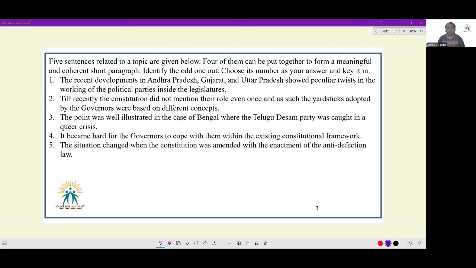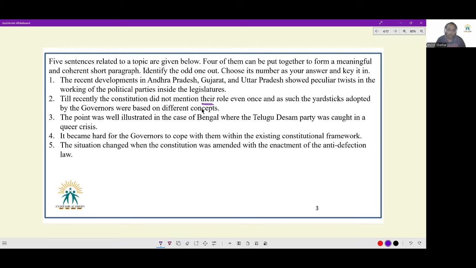The recent developments in Andhra Pradesh, Gujarat, and Uttar Pradesh showed peculiar twists in the working of the political parties inside the legislatures. Till recently, the constitution did not mention their role even once. So when this says did not mention their role even once, there would be a character introduced earlier. And as such, the yardsticks adopted by the governors were based on different concepts.